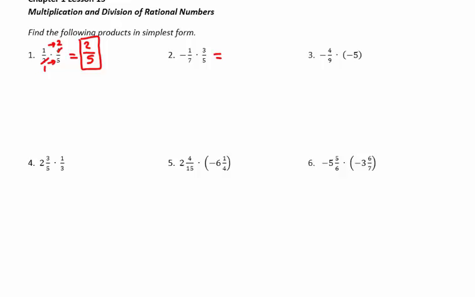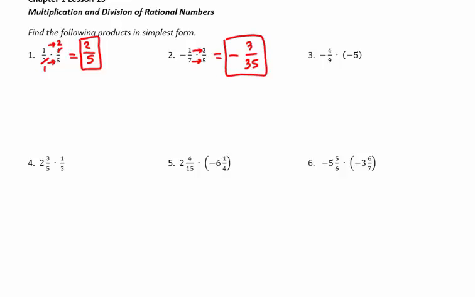Number 2, remember our rules for multiplying integers. If the signs are the same, it's positive, different, it's negative. These are different, so the answer is going to be negative. I can't reduce anything up and down or diagonal, so I multiply across. Negative 3 over 35 would be the answer.